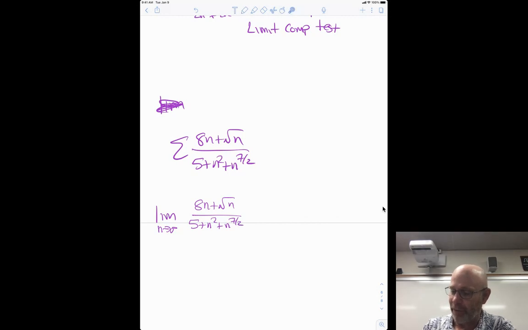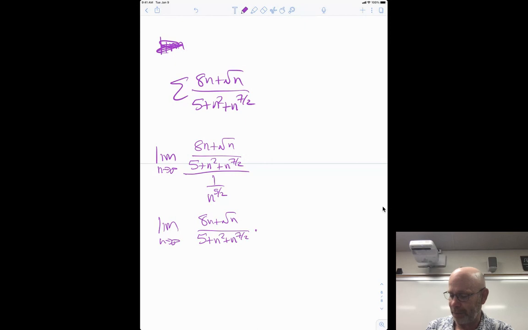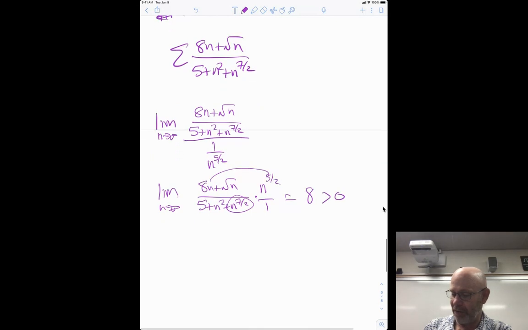So here's what I'm looking for. Higher power of n on the bottom is 7/2. Higher power of n on the top is 1. The difference between 7/2 and 1 is 5/2. So I'm going to compare it to 1 over n to the 5/2. The reason I'm going to compare it is because, watch, when I invert and multiply, my powers in the top and the bottom are going to be the same. In the top, power is 7/2, and the bottom 7/2. So the answer to that is 8. 8 is greater than 0.